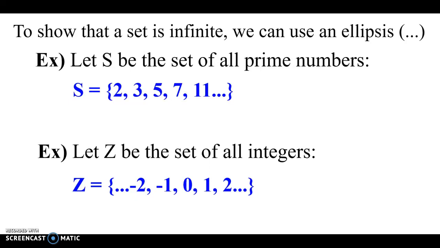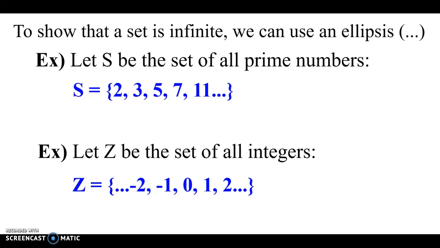Prime numbers. Did you know that 1 is not a prime number? What does it take to be a prime number? It's only divisible by itself and 1, right? But 1 actually is not considered to be a prime number. I don't make the rules, but it's not. So 2, 3, 5, 7, 11. But there's an infinite number of prime numbers, right? So we use the dot, dot, dot to show that it goes on.